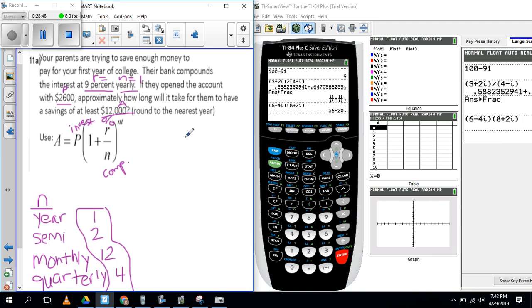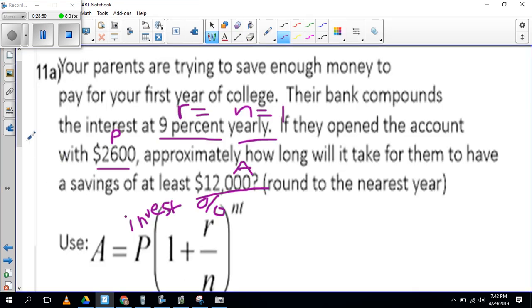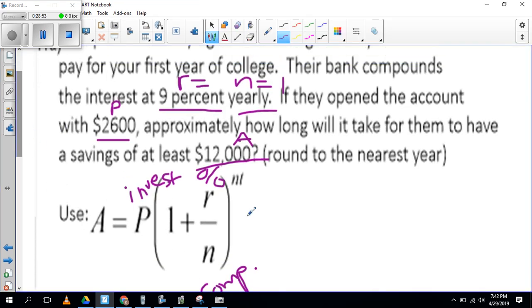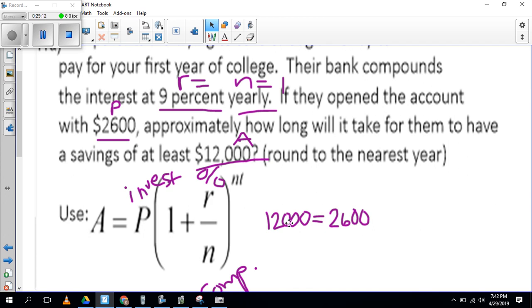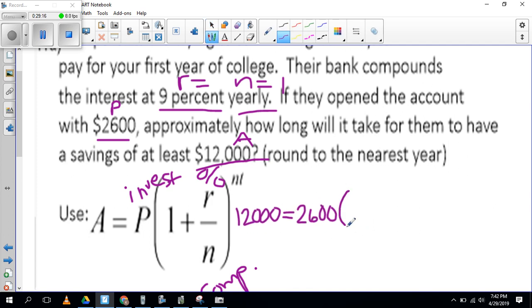So first of all, what we're going to do, we're going to actually put this in. So A, I want $12,000. That's how much they want. But they want to know how long it's going to take them to get that $12,000. So P, how much did they invest? $2,600. Okay? And move this over some. Then it's going to be 1 plus their rate. It's at a rate of 9%.